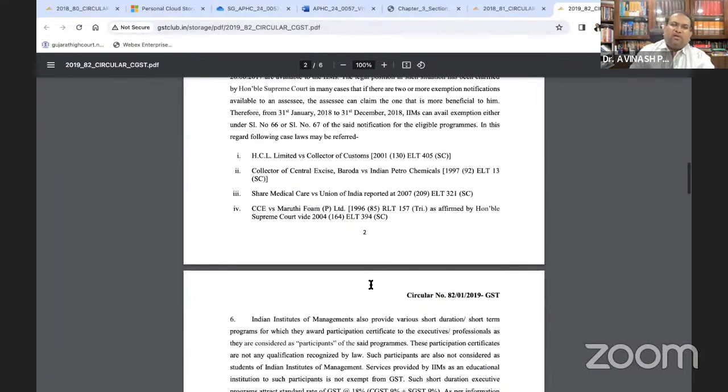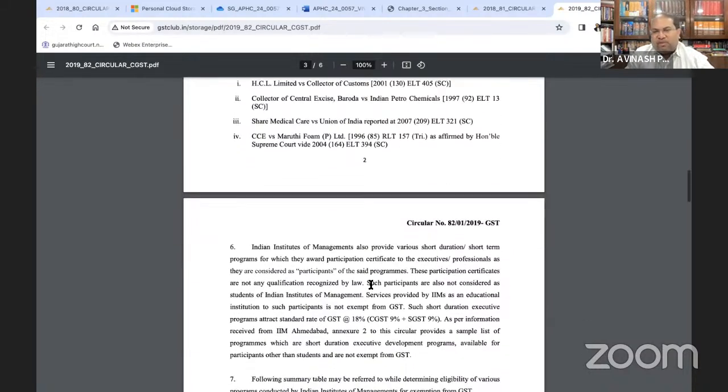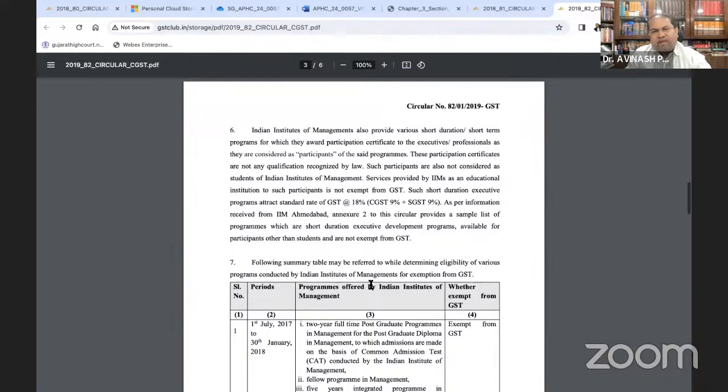In this regard, the following case laws may be referred to. These are four case laws referred to in the circular, in which the Honorable Supreme Court has categorically stated that whichever exemption is more beneficial can be adopted in case multiple exemptions are there. Indian Institutes of Management also provide various short-term programs for which they award a participation certificate to the executives and professionals, as they are considered participants of the said programs.